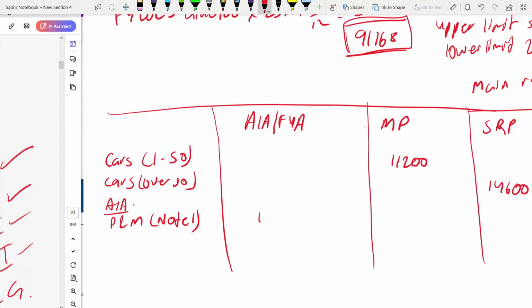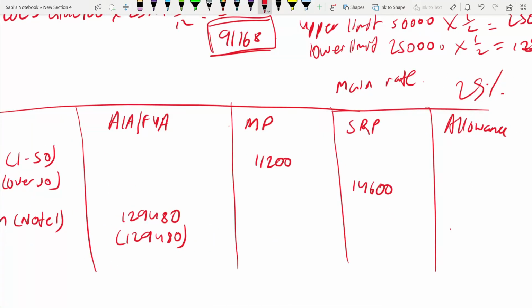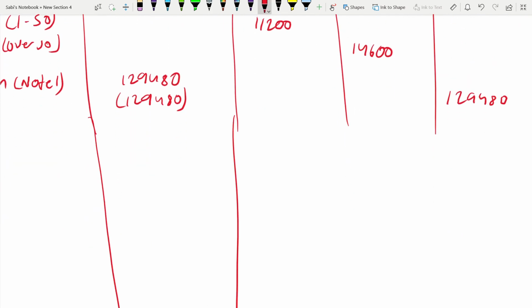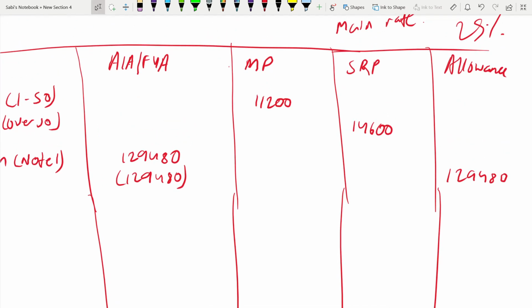129,480. This much of AIA you will claim, and immediately you will write it in the allowance column also, because later if you write you might forget. All this working you will do in Excel. Next, in the main pool it will be 0 after you deduct this.